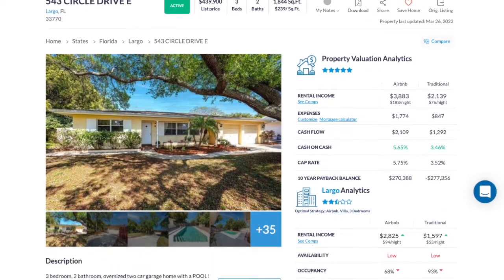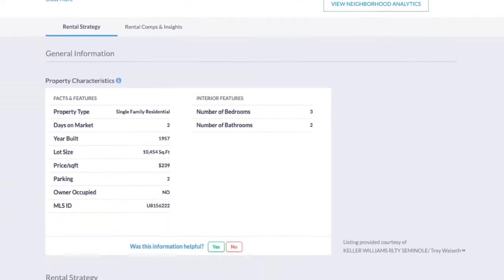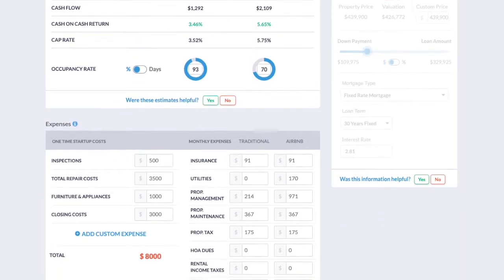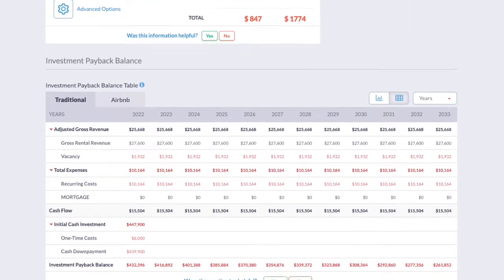The property page helps us get an overview about the property's potential, helping us identify if this is the right deal for us.